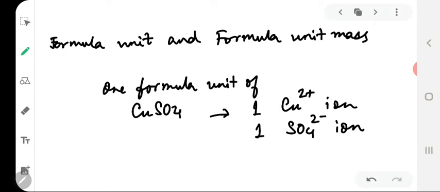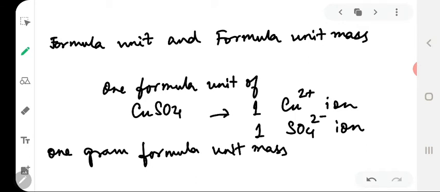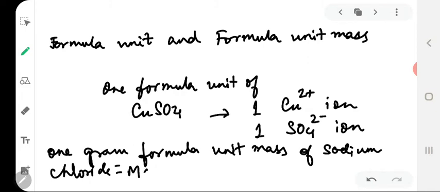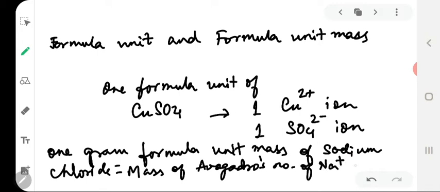So in the ionic compounds, the molecular mass or molar mass is known as gram formula unit mass. So thus, 1 gram formula unit mass, suppose of sodium chloride, will be equal to the mass of Avogadro's number of Na plus and Cl minus ions in grams. Similarly, 1 gram formula unit mass of copper sulfate is the mass of Avogadro's number of Cu2 plus and SO4 2 minus ions in grams.